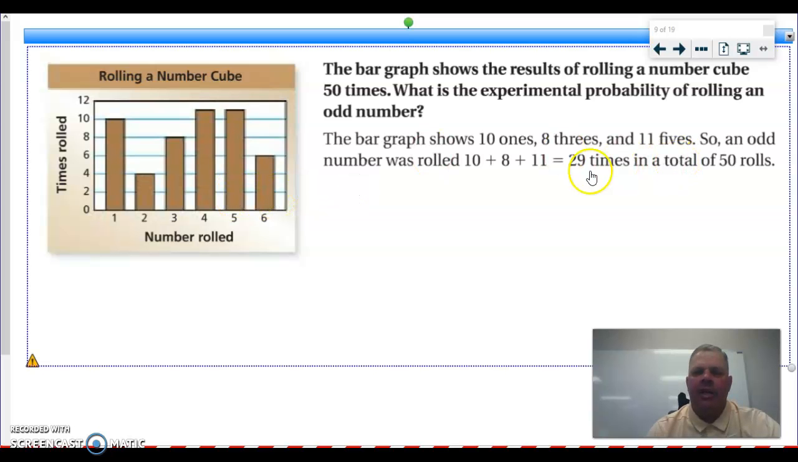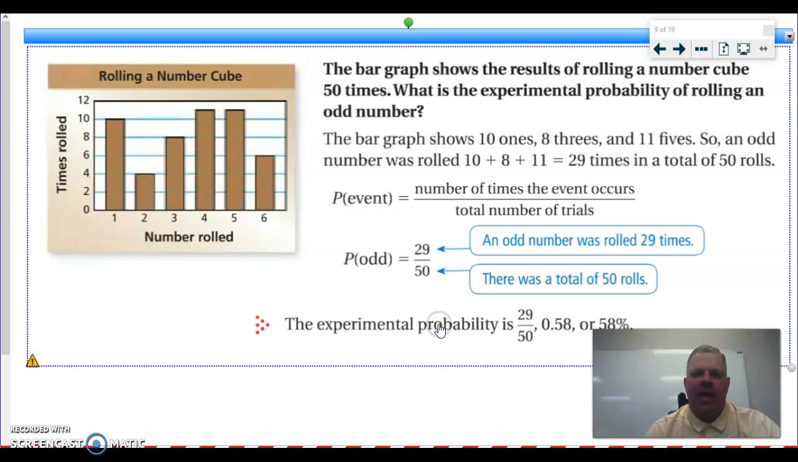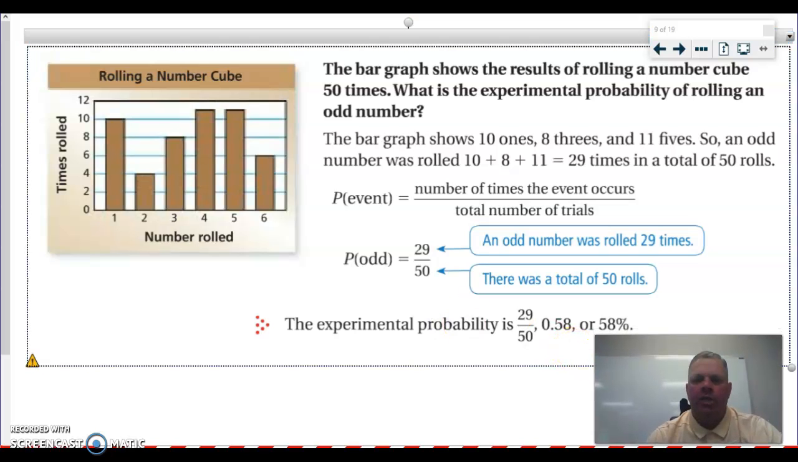So the first thing that I know is there are 29 times that we rolled an odd number out of those 50. So we put that in. The total number of times that it occurred was 29 over 50. And that is our probability. If you want to change it into a percent or a decimal, that is fine, but you can also leave it as a fraction.